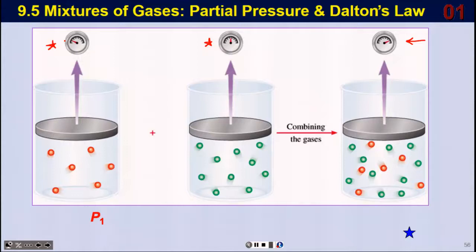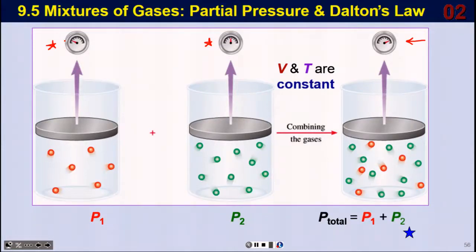So what we see here is that pressure 1 and pressure 2 are combined. The volume and temperature are constant. We haven't changed the external conditions, and we put them in the same size volume. And the total pressure is the combination of the two.